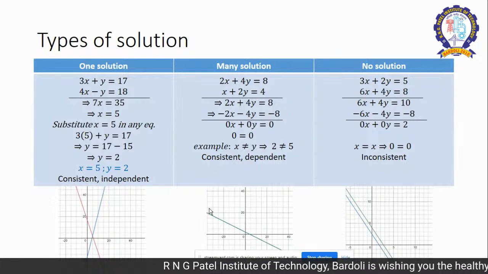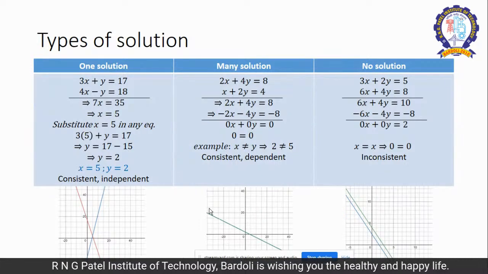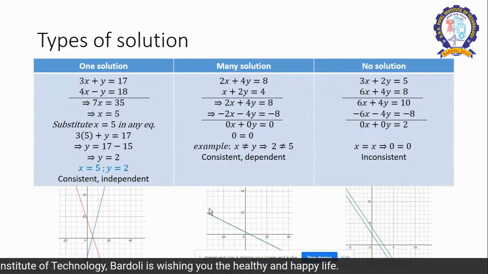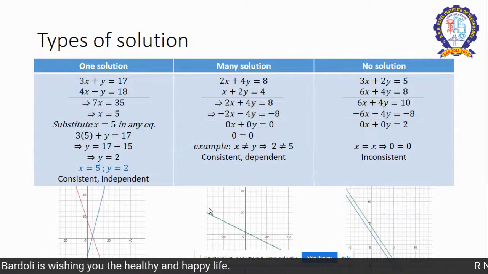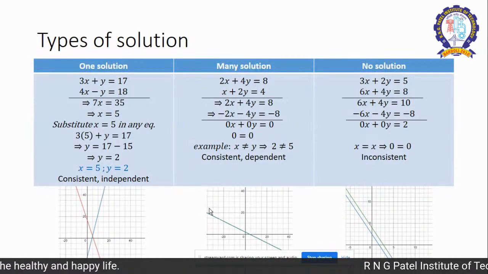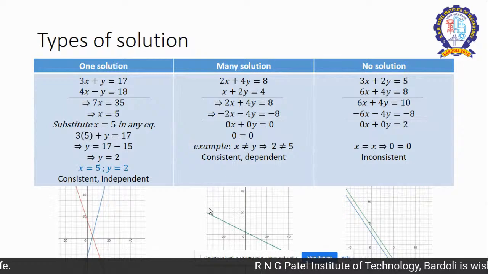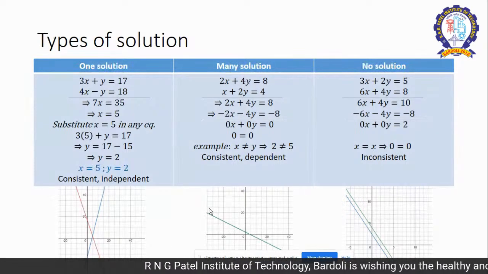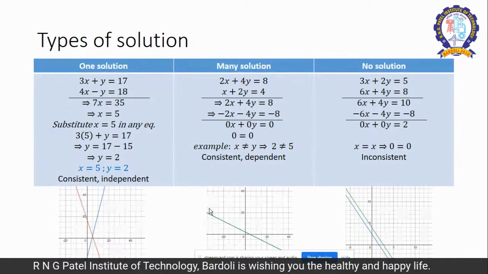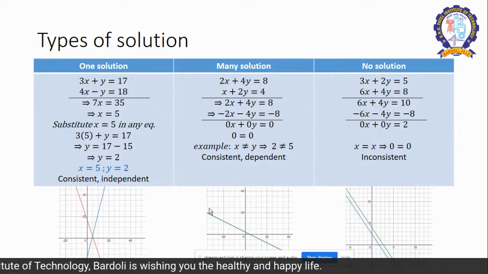The example related to no solution is 3x plus 2y equal to 5 and 6x plus 4y equal to 8. We multiply the first equation by 2 and subtract, and we get 0x plus 0y equal to 2.